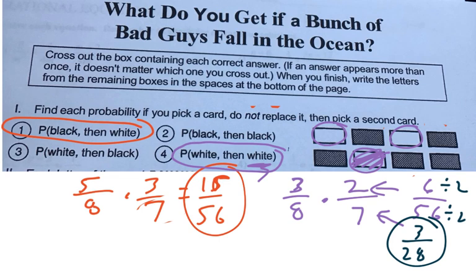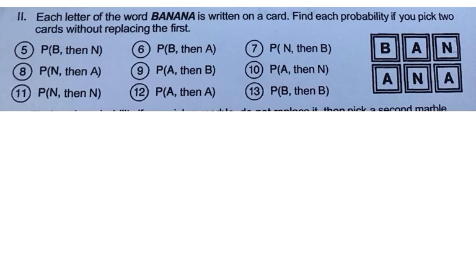All right, let's try a different kind of problem here. Okay, this time you can see we have the word banana over here. So we have 1 B, 3 A's, and 2 N's, right?